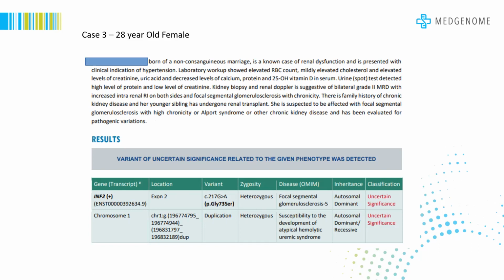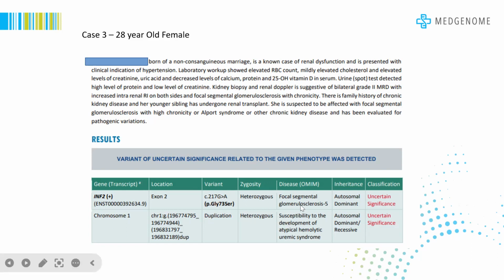Do I need to really worry about a variant of uncertain significance, or can I potentially disregard it? No. In this case we are suspecting Alport syndrome and FSGS, and we have also found a variant that is likely associated with focal segmental glomerular sclerosis 5. So we are suspecting FSGS, and we have also found a variant for FSGS. However, this is a variant of uncertain significance since it hasn't been reported in disease databases, or there is a lack of scientific evidence. That's why it has been classified as a variant of uncertain significance.